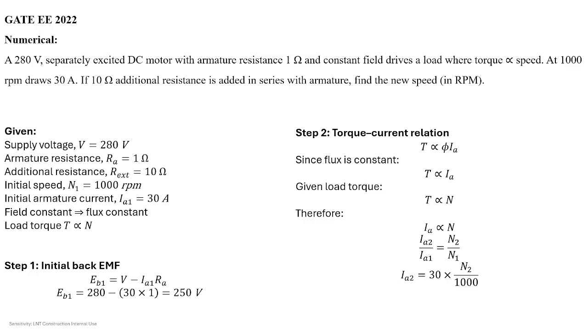So in this, torque is directly proportional to Ia, and in the given question, torque is directly proportional to N. So torque is proportional to N and torque is also proportional to armature current. So armature current is also proportional to speed. You understand that because torque is directly proportional to N and torque is directly proportional to Ia, that's why Ia is directly proportional to N. So Ia2 by Ia1 is equal to N2 by N1. With the help of this proportionality, Ia2 is equal to 30 into N2 by 1000.